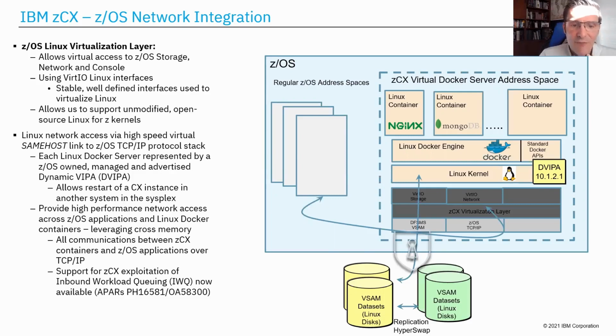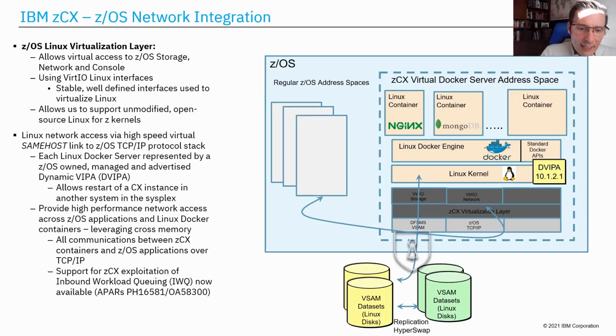Now we have this dVIPA address, again, associated one for every ZCX server that we stand up. And you'll see that there are cases where you might want to have multiple ZCX servers on a single zOS image, okay? So again, all communications between the containers and the zOS applications are over TCP/IP. But when a request comes in from outside and is destined for ZCX, it's going to specify the dVIPA and the port for your container application within that ZCX.